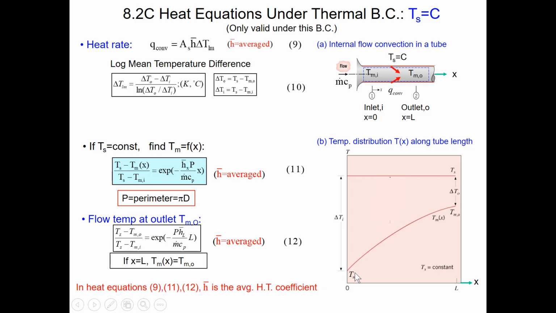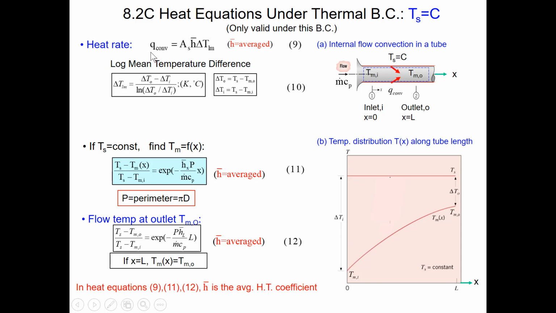Since the flow temperature changes non-linearly over the tube lengths, we have to introduce the log mean temperature difference to calculate the convection heat rate.